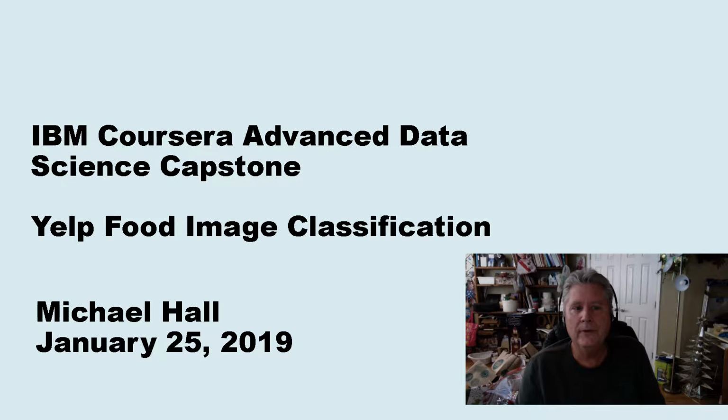Hello, this is Michael Hall, and today I will be presenting my IBM Advanced Data Science Capstone project. My project is based on the Yelp Challenge dataset, and utilizing that dataset, I will be predicting the likelihood that a photo contains a pizza item. So let's get started.